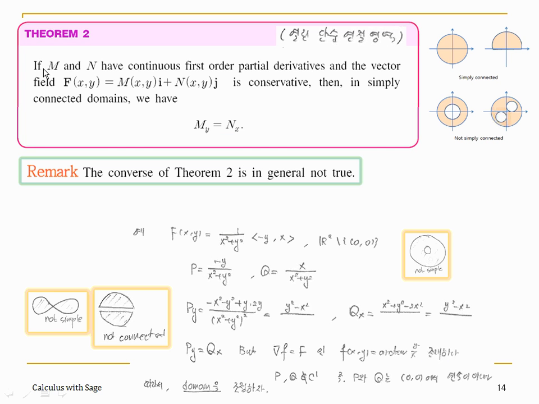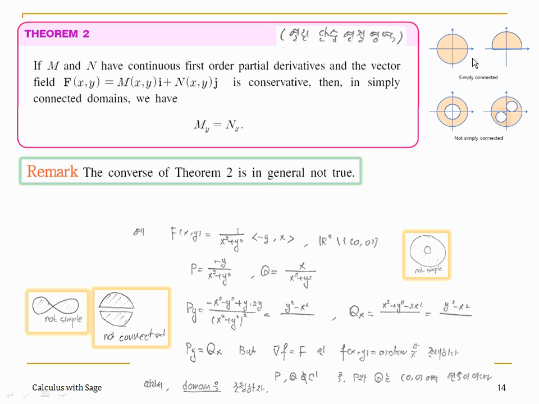Okay, here. If M and N have continuous first order partial derivatives, and the vector field F of xy, which is M of xy i plus N of xy j, is conservative, then in a simply connected domain we have My equal to Nx. The partial derivative of M with respect to y is the same as the partial derivative of N with respect to x.